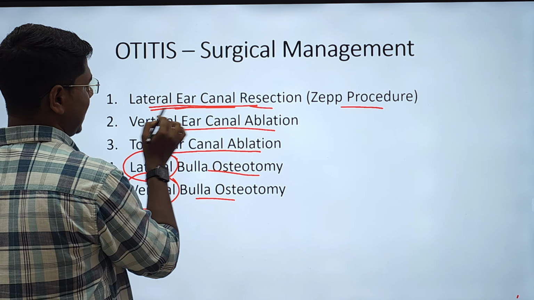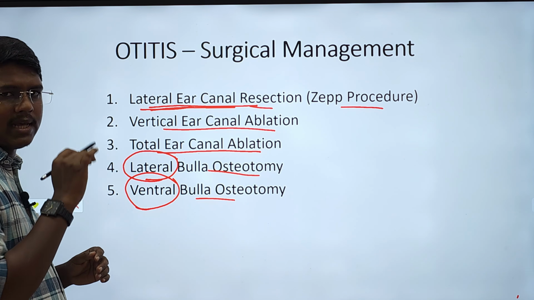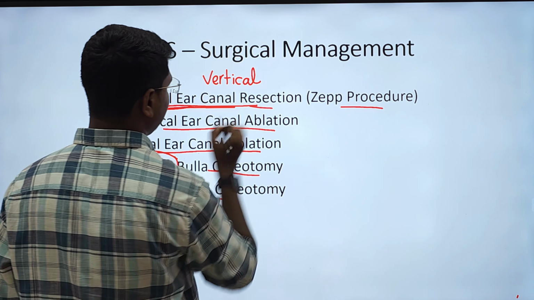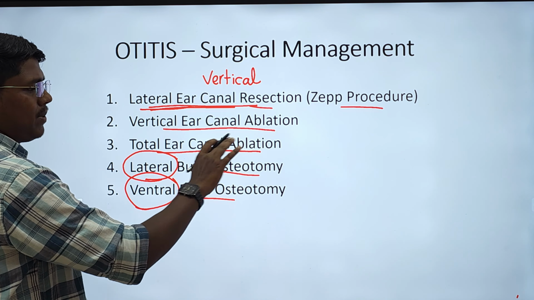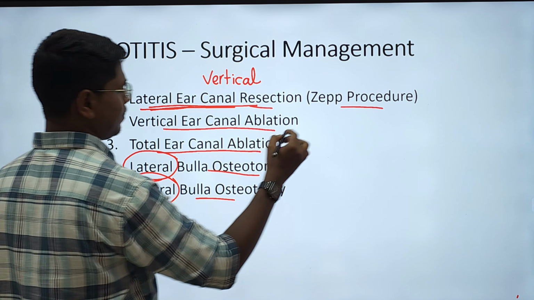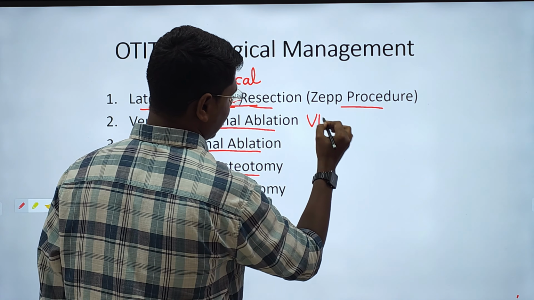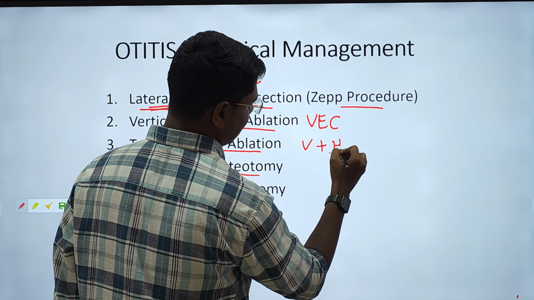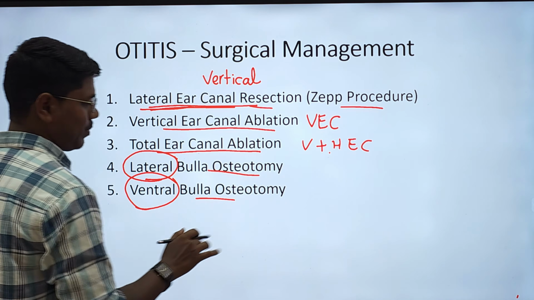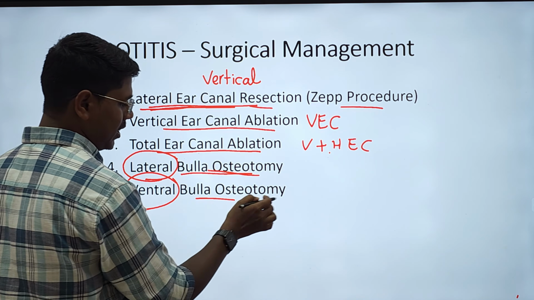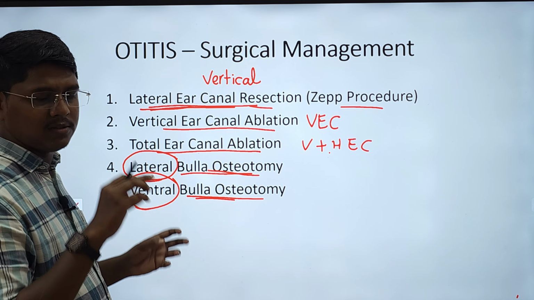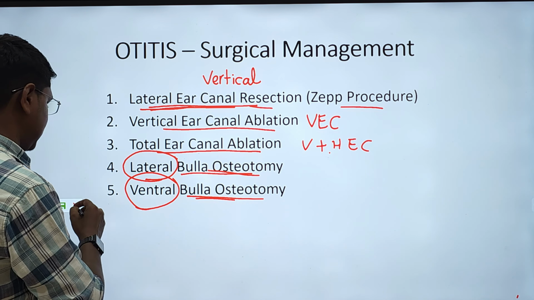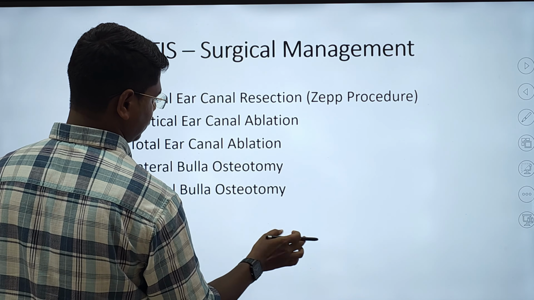So lateral ear canal resection, in simpler words, what will happen? You have to resect the lateral ear canal, mostly the vertical ear canal. Vertical ear canal ablation simply means you have to remove the entire vertical ear canal. Total simply means vertical plus horizontal ear canal. All of them will be removed. In bulla osteotomy, these will be removed along with, as I told you, the tympanic bulla. The tympanic bulla will be incised so that the middle ear is exposed.